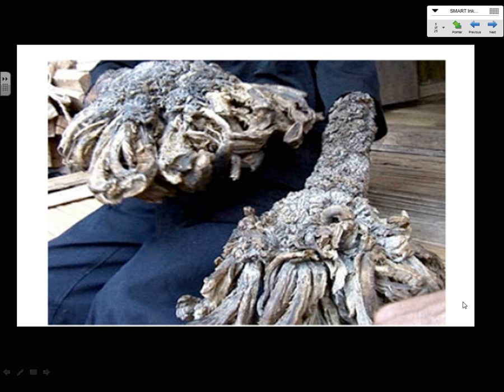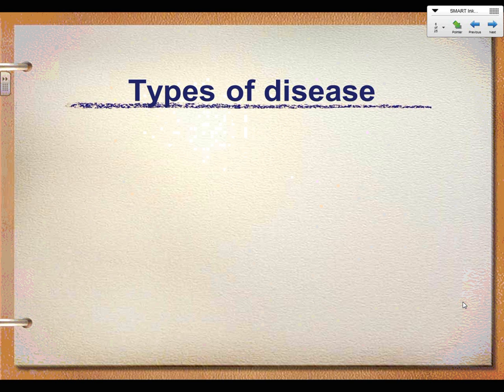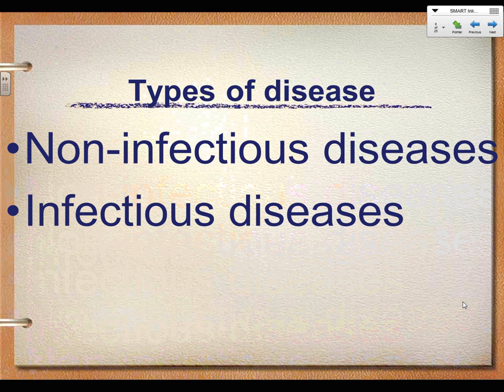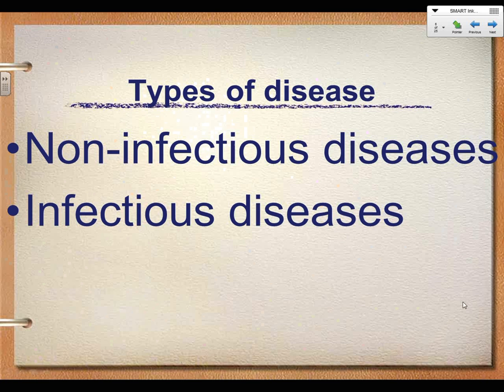So now let's move on. Types of diseases. There are two types of diseases. They fall under these two categories. What are they? Contagious and non-contagious, or non-communicable and communicable, or non-infectious and infectious. So non-infectious would be non-communicable or non-contagious. If you don't know that, you might want to jot that down in your notes as well. Infectious would be communicable or contagious.